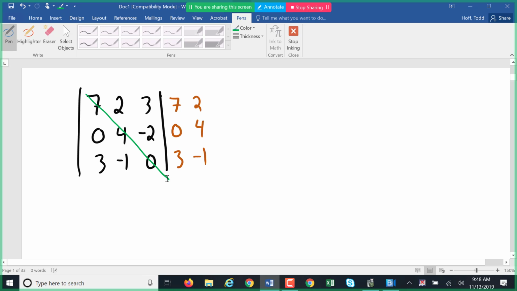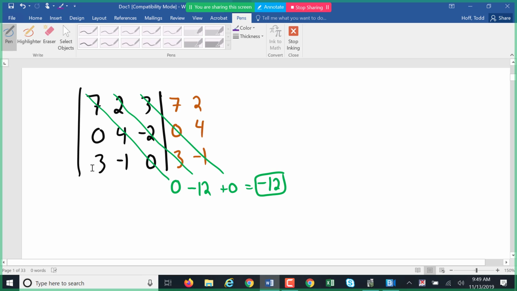Now, any diagonal that has a 0 in it is simple to do because when you're multiplying by a 0, it's going to end up being 0. So 7 times 4 times 0 is 0. 2 times negative 2 times 4 is a negative 12. And the third down diagonal also has a 0 in it, so that's a 0. So this adds up to a down diagonal total of negative 12.